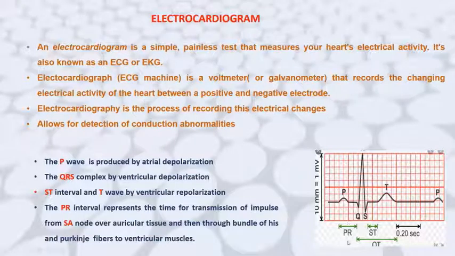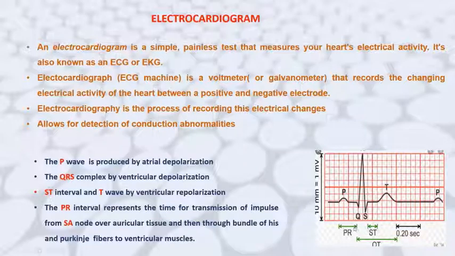Okay. Now the ST interval. This is the ST interval and the T wave, which is produced by the ventricular repolarization. Okay. So this is the atrial depolarization, and this is the ventricular contraction, and this is the atrial contraction. And here the ST interval and T wave are formed during the ventricular repolarization. Repolarization means the relaxation of the muscles. And this is the PR interval, which represents the time for transmission of the impulse.